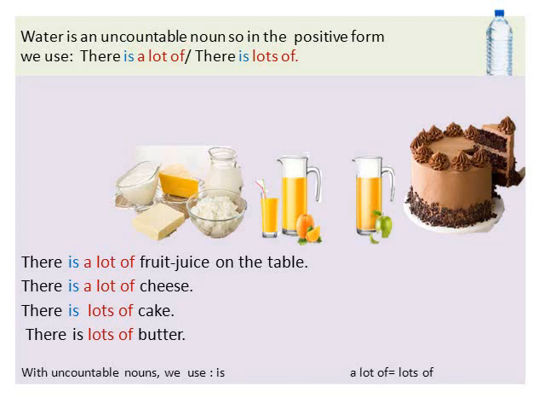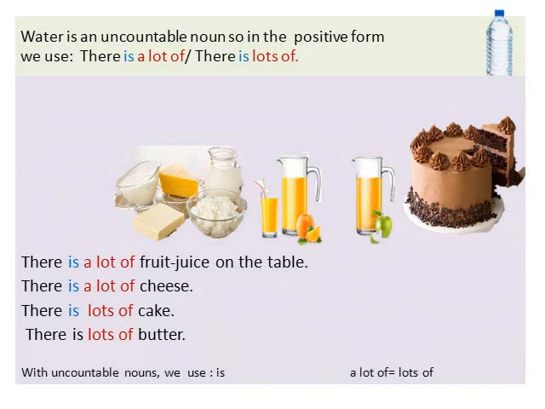So with uncountable nouns we use there is a lot of or there is lots of. Examples: there is a lot of fruit juice on the table. There is a lot of cheese. There is lots of cake. There is lots of butter.